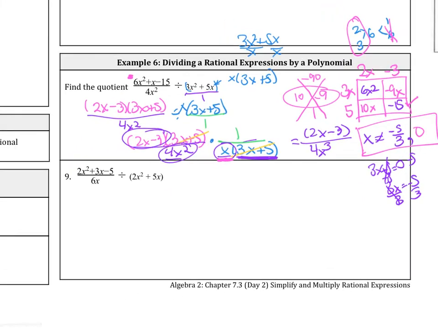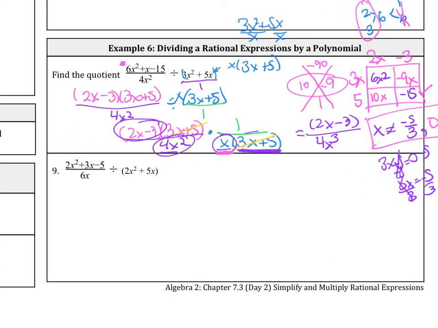So try out this example below. 2x squared plus 3x minus 5 over 6 divided by 2x squared plus 5x. And so for this numerator, you're going to have to use the x box method again. It's very similar to the one above.